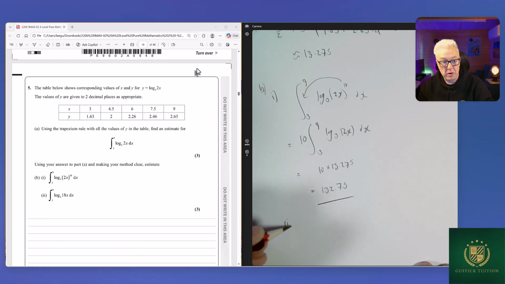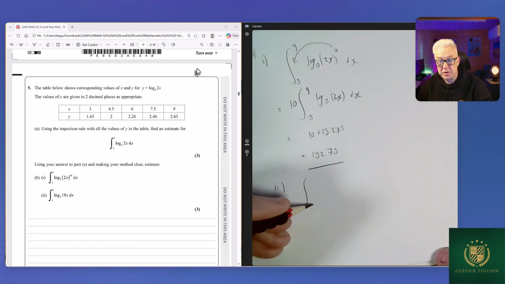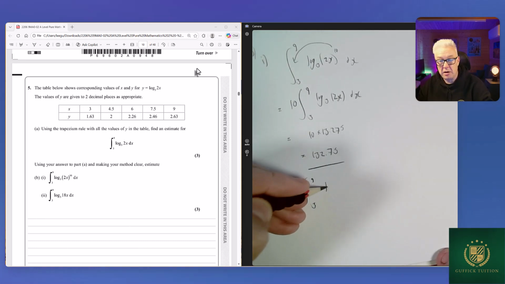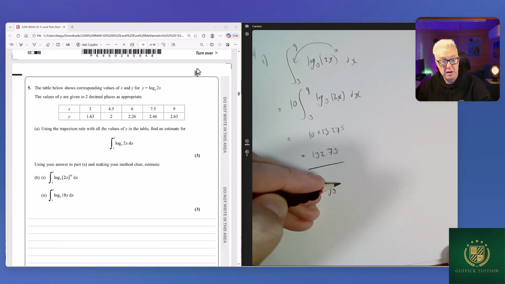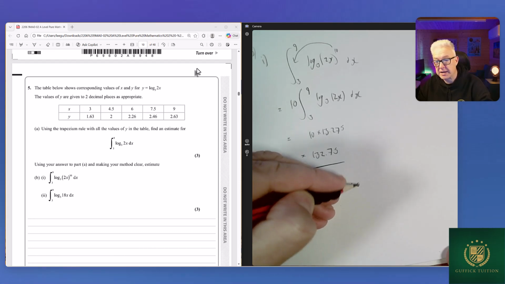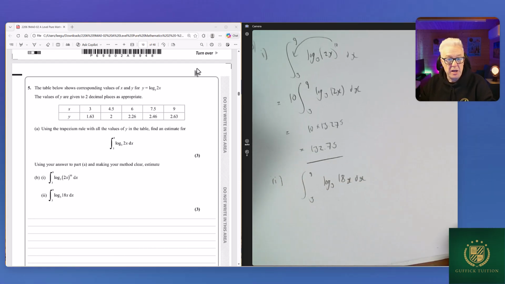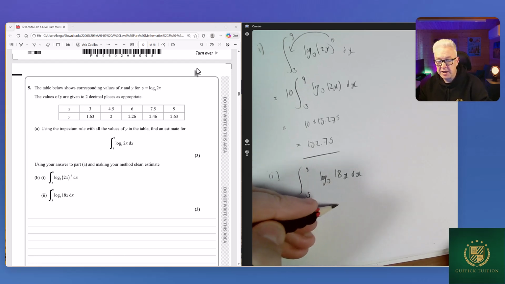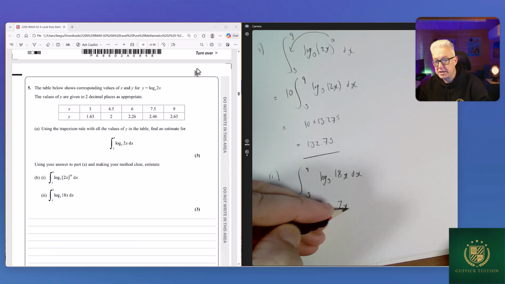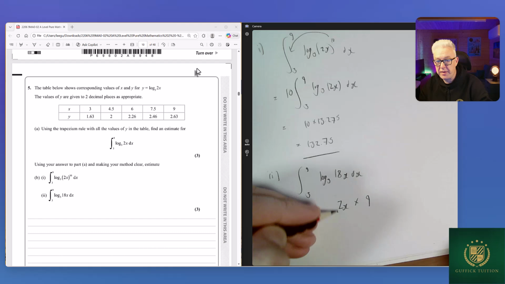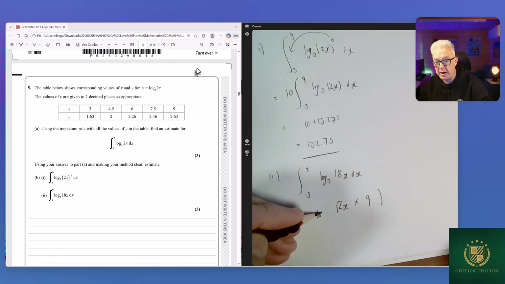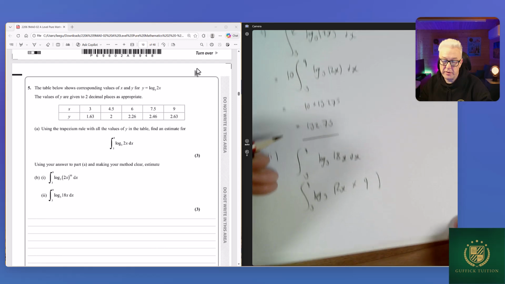Right, B part 2, what have we got? The integral between 3 and 9 of log to the base 3 of 18 times x dx. Now, 18 times x is going to be 2x times by 9, okay? And that's going to be super important to be aware of. So it's log to the base 3 of 2x times 9.